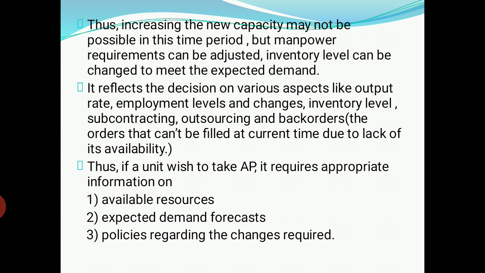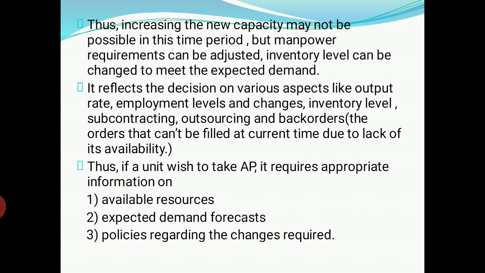Thus, if a unit wishes to take up AP, it requires appropriate information. Supposing mine is a unit and I want to take up aggregate planning for the next 6 to 18 months related to my product, then what type of information? How am I going to start? It starts with the available resources, whatever I have right now, my existing capacity.